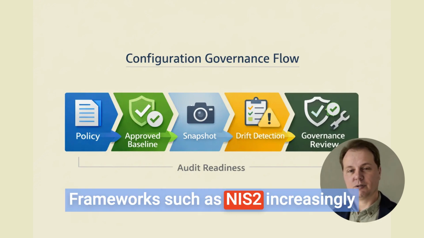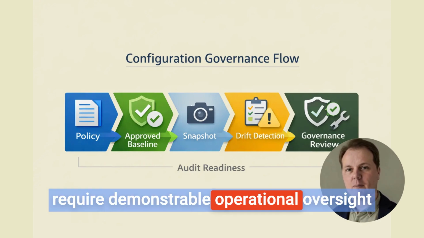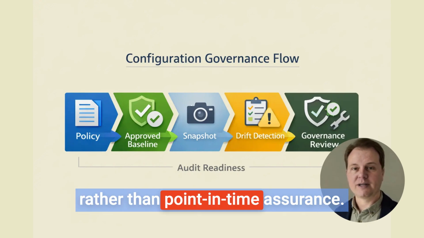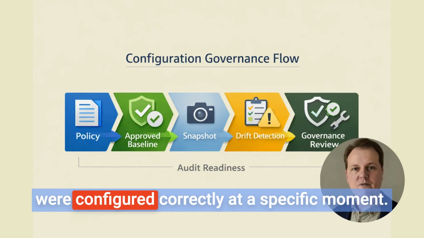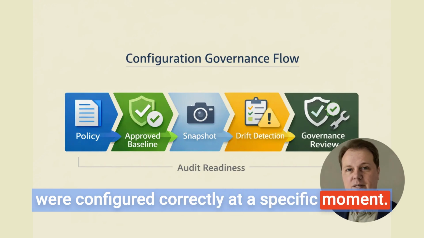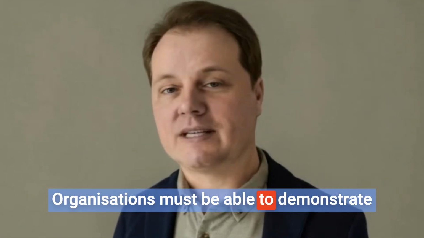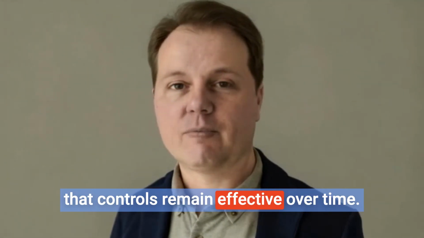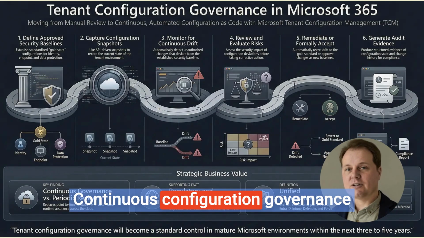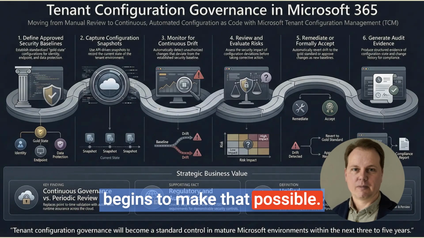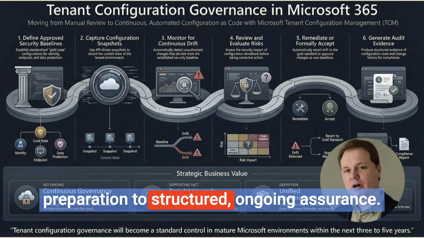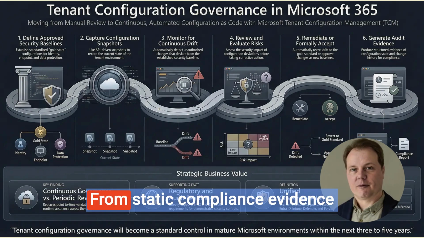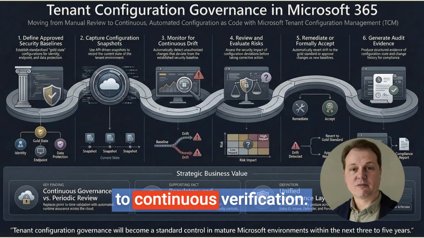Frameworks such as NIS2 increasingly require demonstrable operational oversight rather than point-in-time assurance. It is no longer sufficient to show that controls were configured correctly at a specific moment. Organizations must be able to demonstrate that controls remain effective over time. Continuous configuration governance begins to make that possible. It allows organizations to move from reactive audit preparation to structured, ongoing assurance, from static compliance evidence to continuous verification.